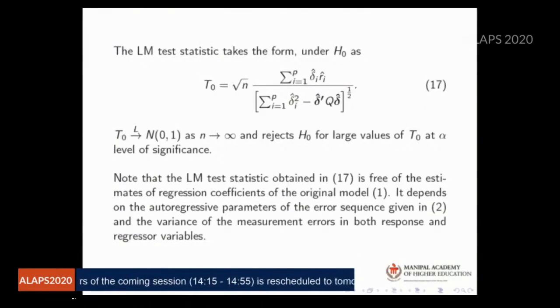So the LM test statistic takes the form under H0 as equation number 17. So we have the test statistic T0. Under H0, T0 converges in distribution to a standard normal variable as n tends to infinity, and it rejects H0 for large values of T0 at alpha level of significance. Note that the LM test statistic obtained in equation number 17 is free of the estimates of regression coefficients of the original model. It depends on the autoregressive parameters of the error sequence given in equation number 2 and the variance of the measurement errors in both response as well as regressor variables.